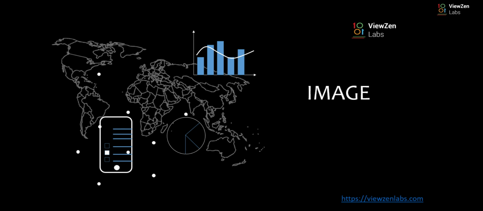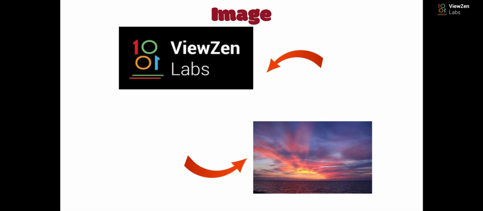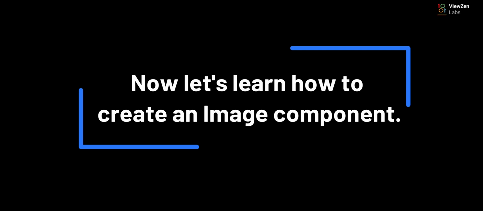Today, we'll explore the image component. An image is a picture or a visual representation of something. It can be a photograph, a drawing, a painting, or even something you see on a screen. Now let's learn how to create an image.